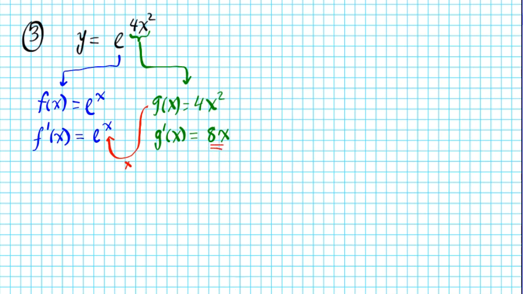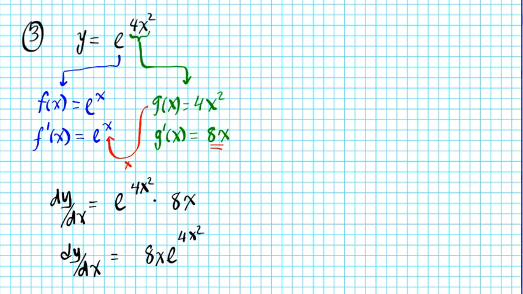Alright, so our final answer, dy dx, is going to be e to the, instead of x, we plug in the inner function, 4x squared, times the derivative of the inner, which is 8x. Now let's go ahead and refine our answer. Whenever you have an exponential function and a polynomial, the polynomial comes first, as a product. So you have 8x e to the 4x squared. Ladies and gentlemen, that is your final answer.